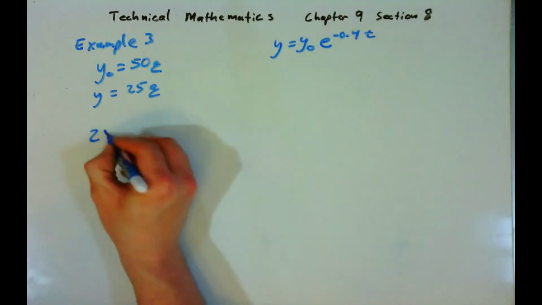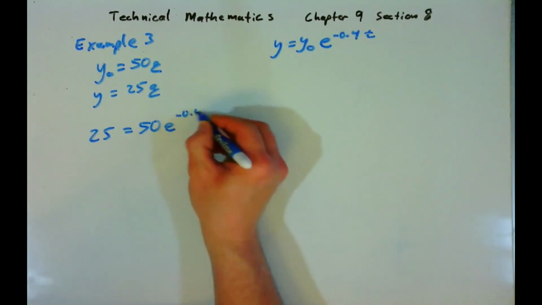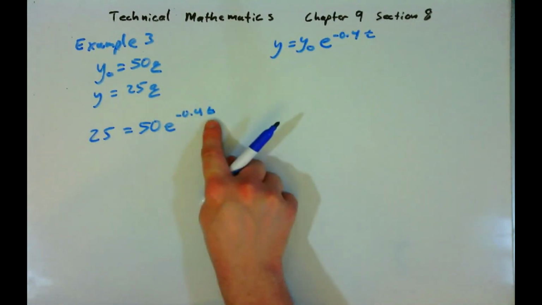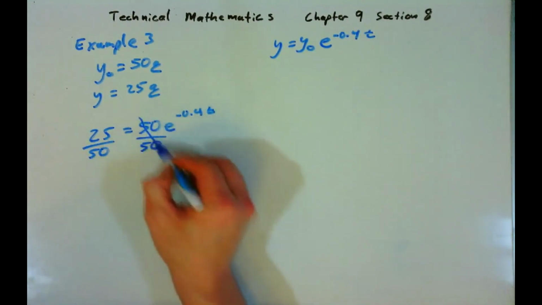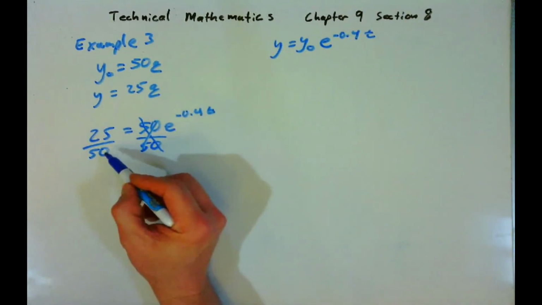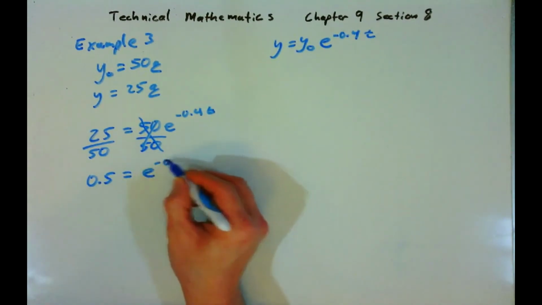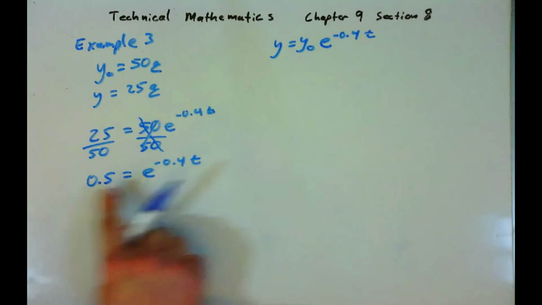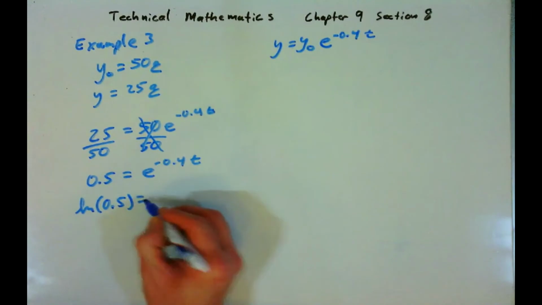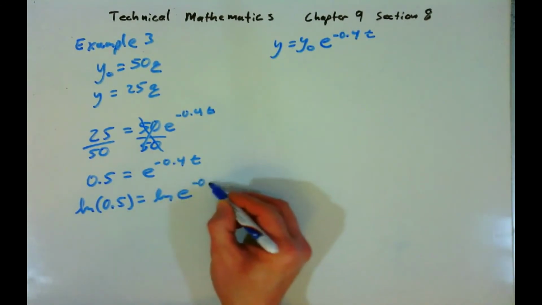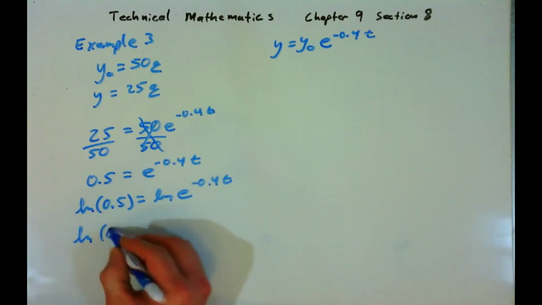And so we'll plug in our numbers. Y is 25 grams, y sub o is 50 grams, and times e to the negative 0.4 t power, and they want us to solve for t. And so we'll start by dividing by 50 on both sides. This cancels. And 25 divided by 50 is 1/2, or 0.5. This will be equal to e to the negative 0.4 times t power. Now we can take the natural logarithm of both sides. Natural logarithm of 0.5 is equal to the natural logarithm of e to the negative 0.4 times t power. Now I can bring the exponent out as a multiplier.